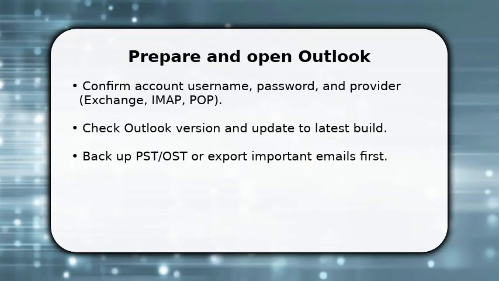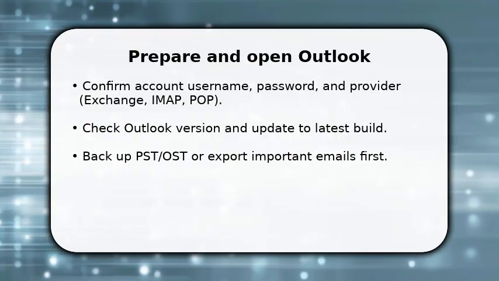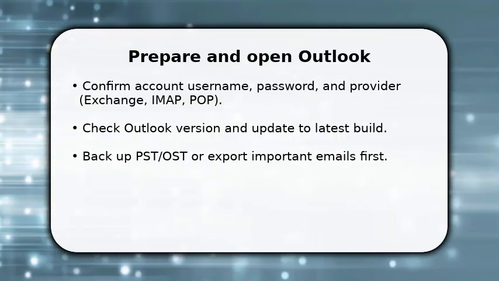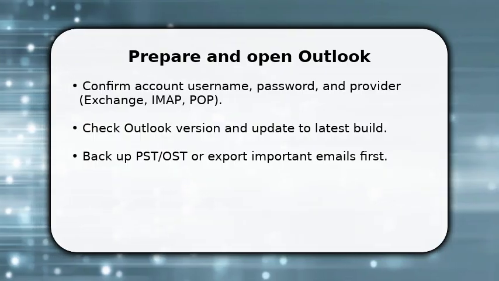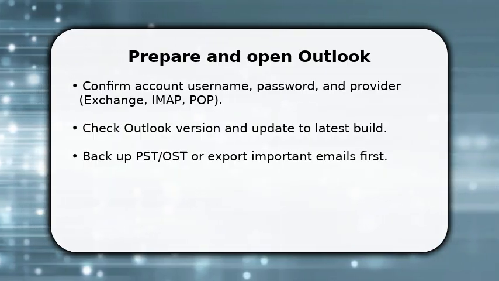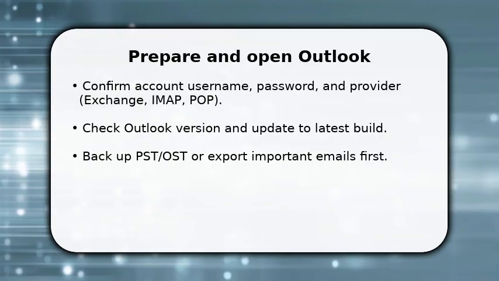You start by confirming your account type and credentials because wrong account details cause most failures. Once done, open Outlook and go to File, Account Settings to view accounts. This immediately shows connected profiles.